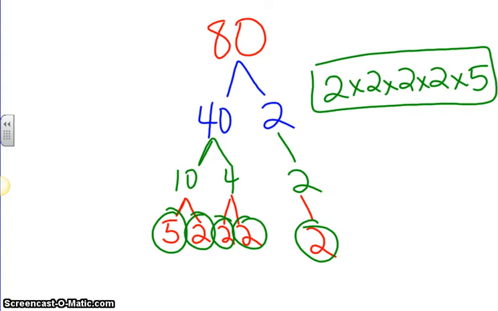And if I check that, 2 times 2 is 4, 4 times 2 is 8, 8 times 2 is 16, and 16 times 5 is 80. So that's how I know that prime factorization is correct.